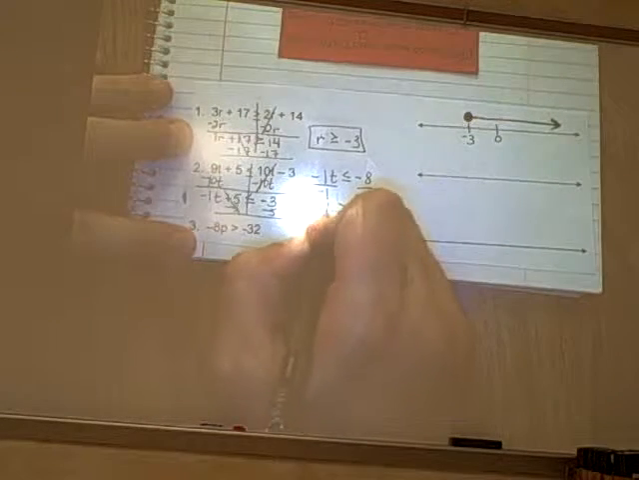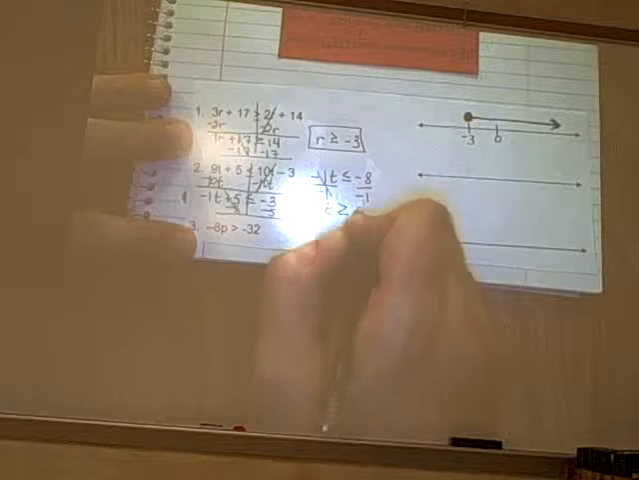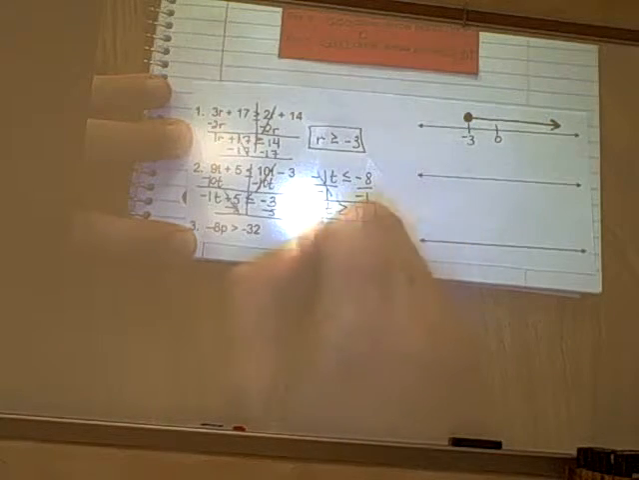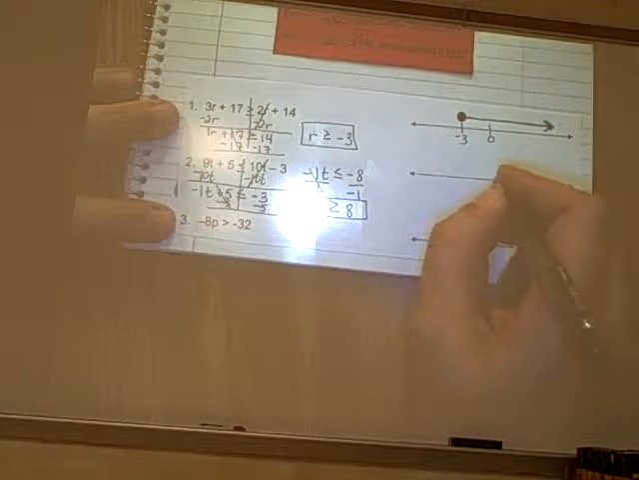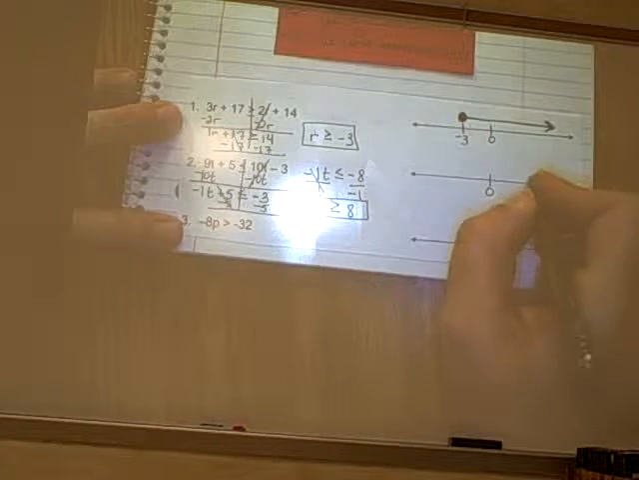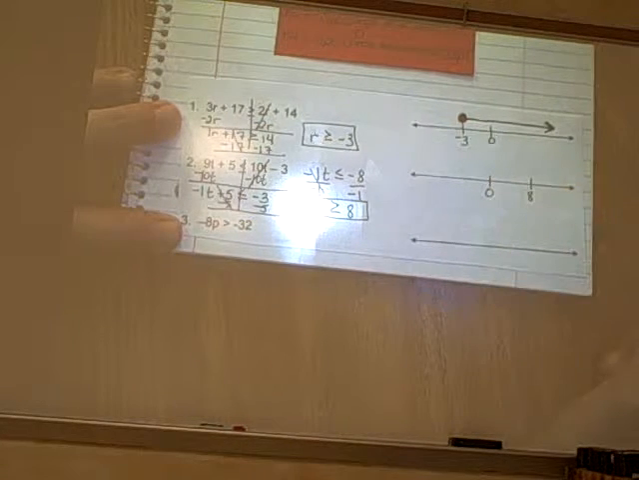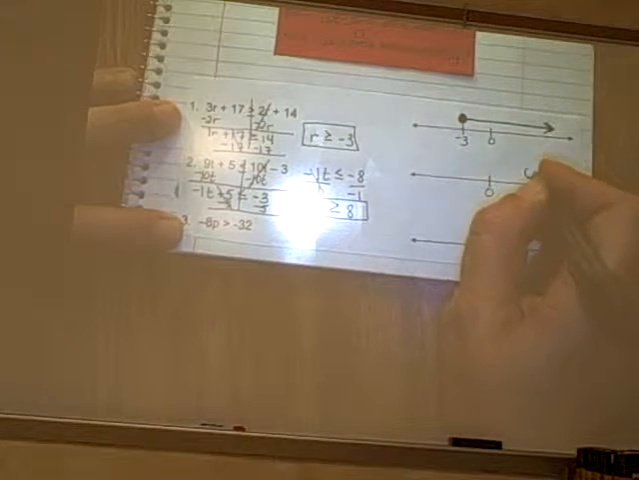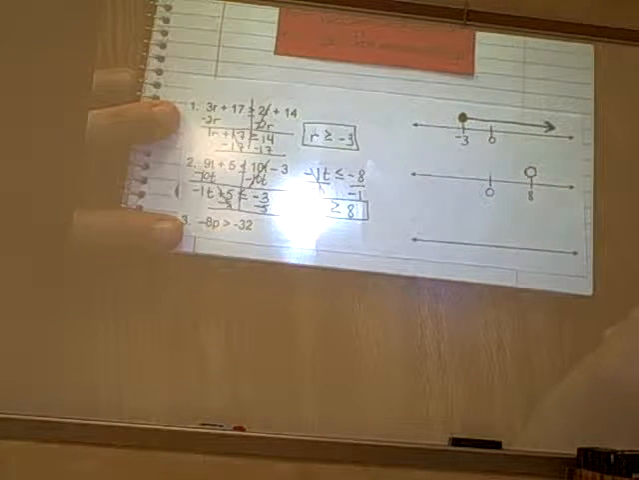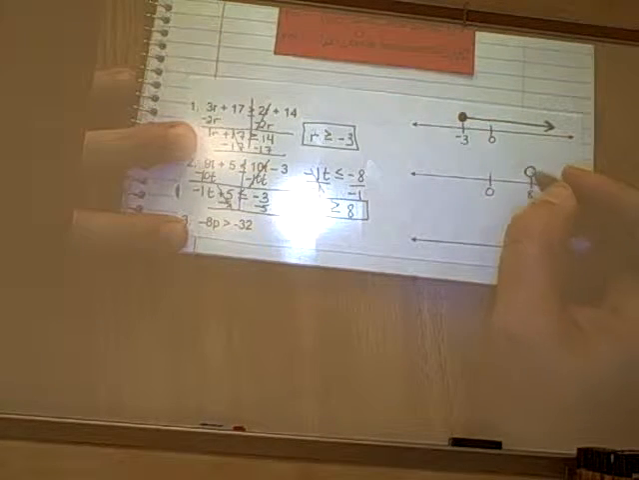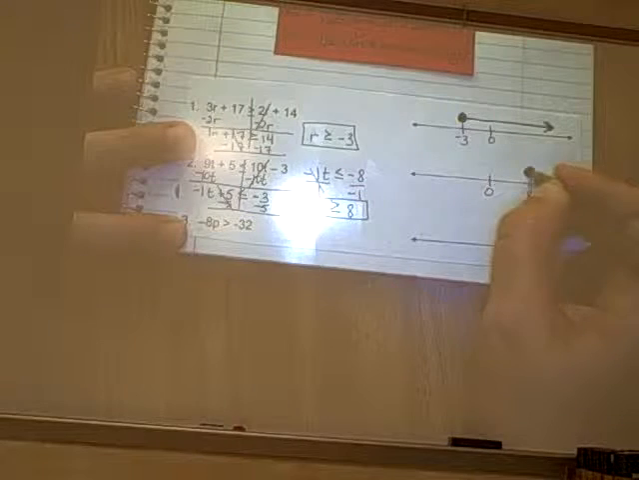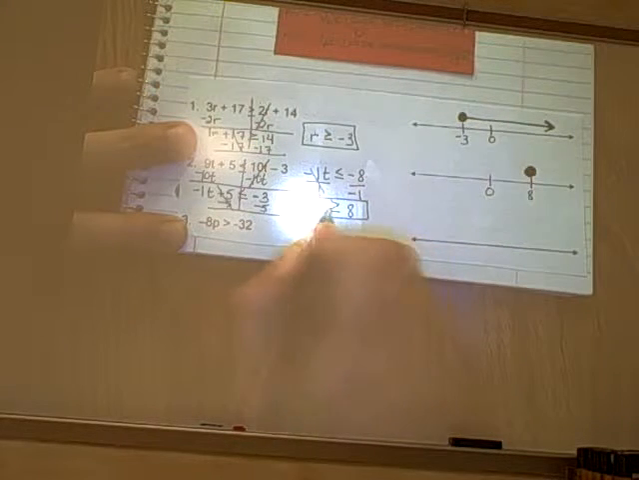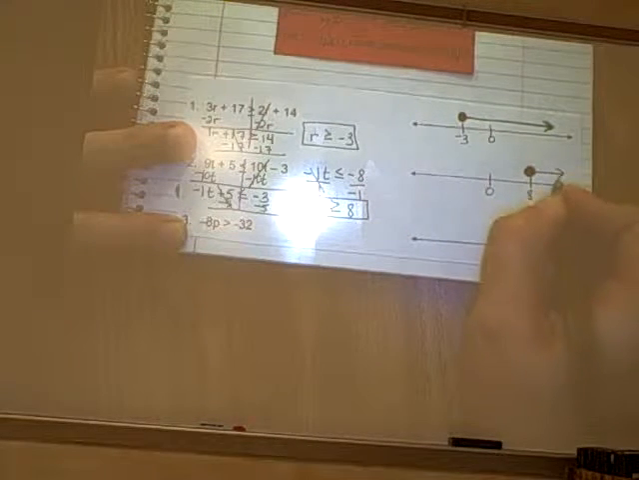Okay, this becomes just t. This becomes positive 8. That's my answer. So over here, I have 0 in the middle. Positive 8's over here somewhere. Here's my circle. Do I color it in or not? Yep, color it in. And this arrow points to the right, so this arrow needs to point to the right.